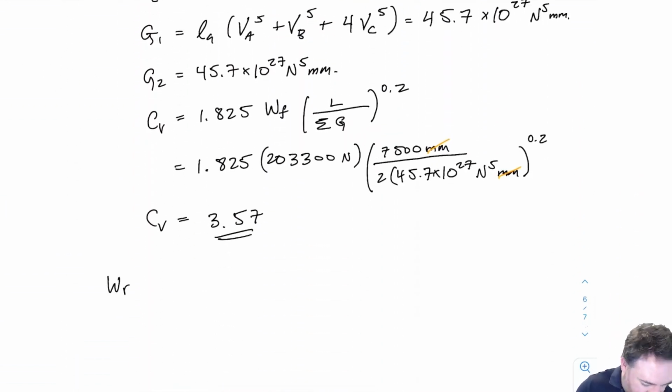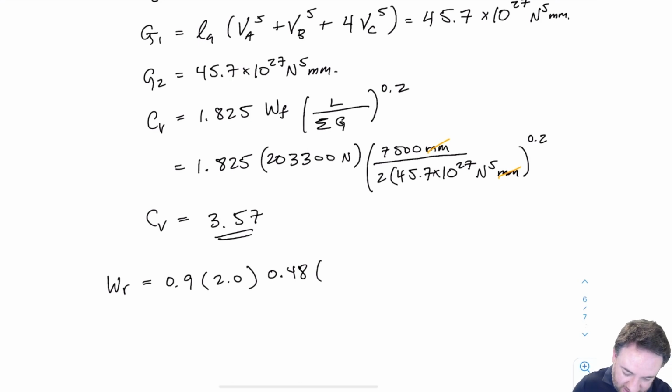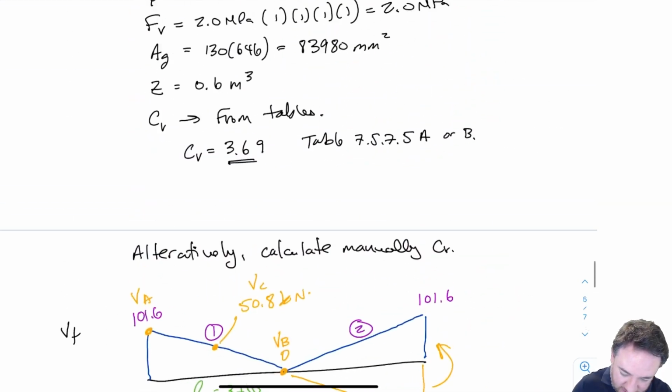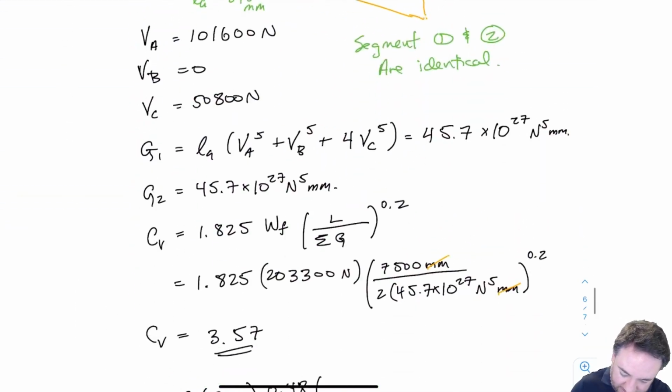So WR then is going to be our phi, which is still 0.9, times our FV, which was 2.0 MPa, times 0.48, which is a constant factor in the equation, times our AG, which was 83,980.